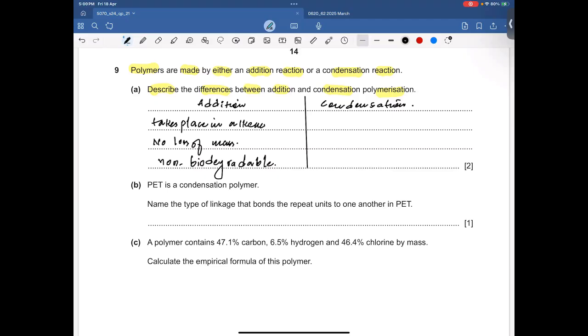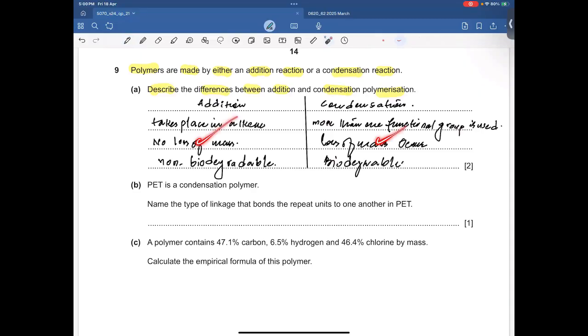In condensation, more than one functional group is used. Loss of mass occurs. And obviously it is biodegradable. So from these 3 points you can write any 2. Okay.